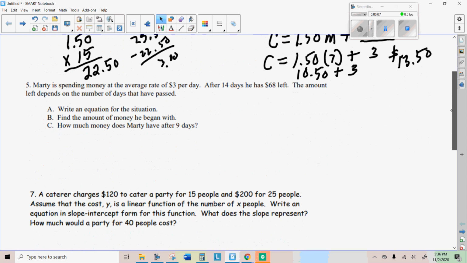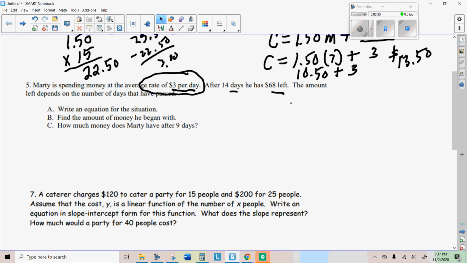Okay, let's try another problem. It says Marty is spending money at an average rate of $3 per day. After 14 days, he has $68 left. The amount left depends on the number of days that have passed. Write an equation. Okay, well, we know part of the equation already. We know the rate that he's spending.